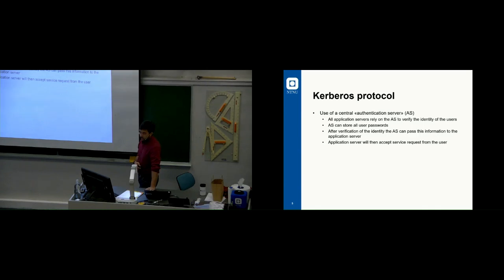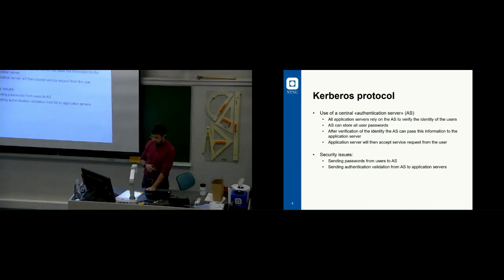Kerberos uses a central authentication server. All application servers rely on the authentication server to verify the identity of the users. The authentication server can store all the user passwords. This is one of the disadvantages as well. After verification of the identity, the authentication server can pass the information to the application server. The application server will then accept the service request from the user. There are security issues in sending passwords from the user to the authentication server and sending authentication validation from the authentication server to the application server. We will see these things in detail.